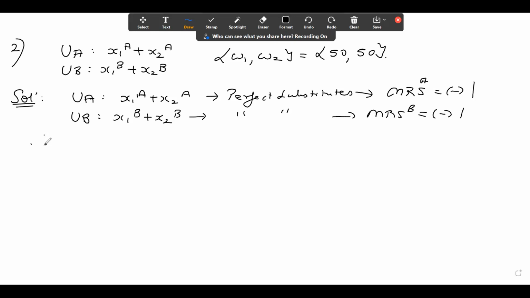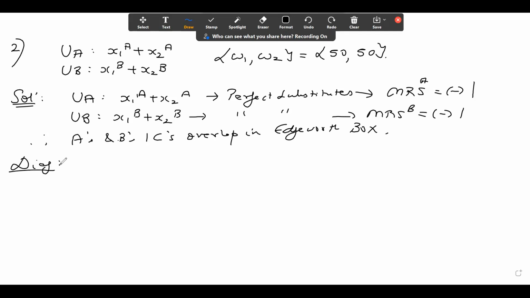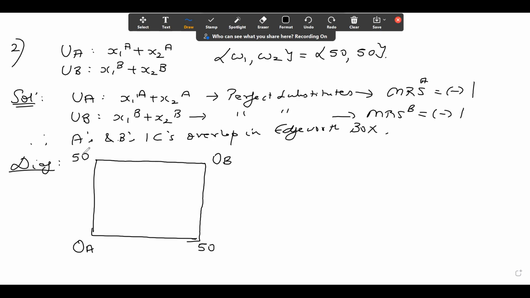So since both ICs have the same MRS, A's and B's ICs overlap in the Edgeworth box, because both are having the same slope, so they are going to overlap. If I draw a diagram, the Edgeworth box is going to be a square, because endowments are equal. A is origin, B is origin. This is 50. This is 50. From B's origin also, this is 50 and this is 50.